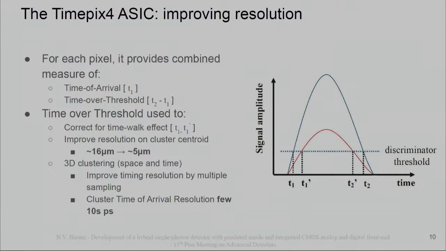Nothing new on this. And then you can start performing 3D clustering. With the 3D clustering, I mean that you can cluster both in the space coordinates, so in X and Y, and you can also cluster in time. By doing this, you can have an average time of arrival of your cluster, and this can give you a better time resolution, and you can go down to a few tenths of picoseconds from the 55 picoseconds that you expect for single pixel events.